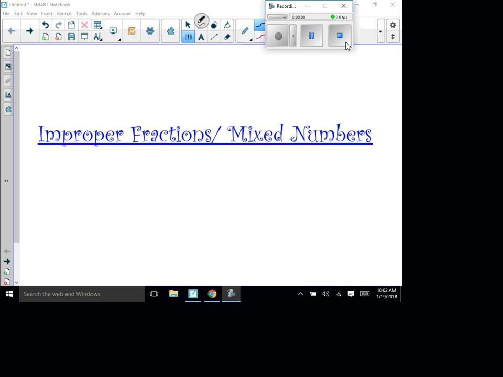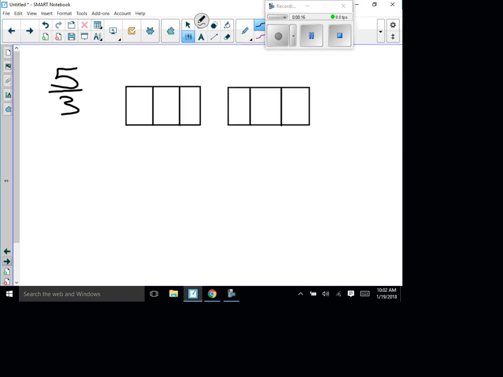Today we're going to be talking about improper fractions and mixed numbers and what we do with them. The best way to do it is just jump on in. An improper fraction is where the numerator is bigger than the denominator. Notice the numerator is a 5 and the denominator is a 3. What that actually means is that we have more than one whole.